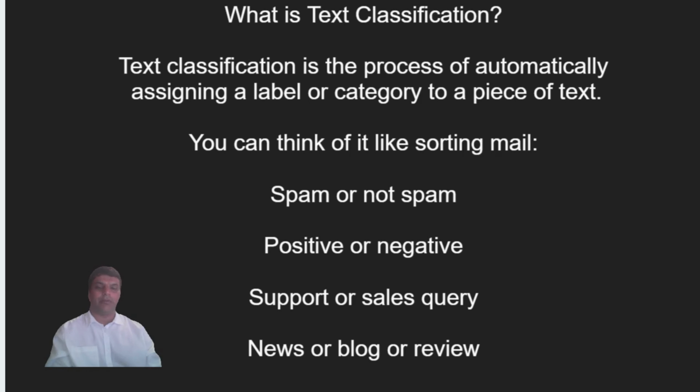And then positive and negative reviews or comments that are given on any business, for example, on Airbnb or Booking.com, whether they are positive or negative, and it supports our sales queries. Also, it helps in classifying news, blogs, or reviews. So it classifies the text into different categories.